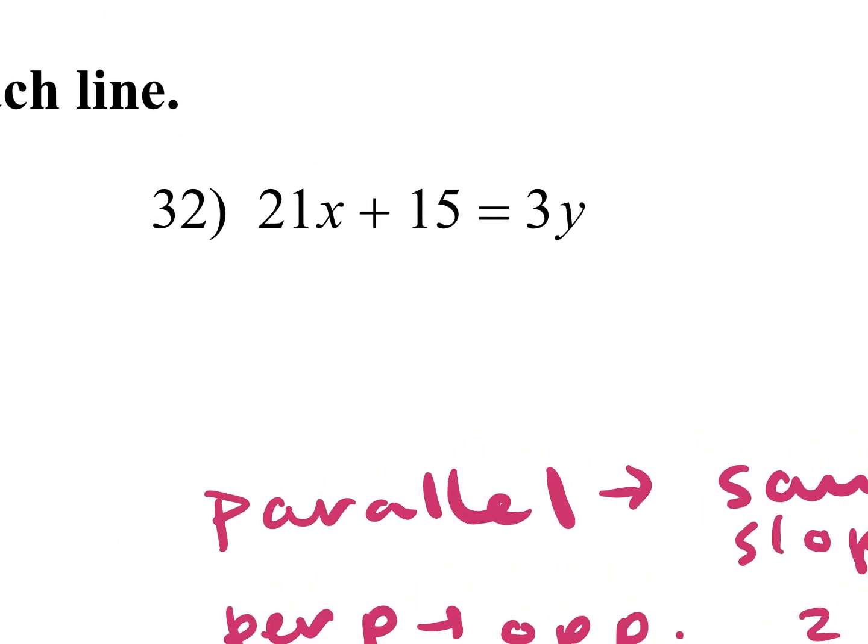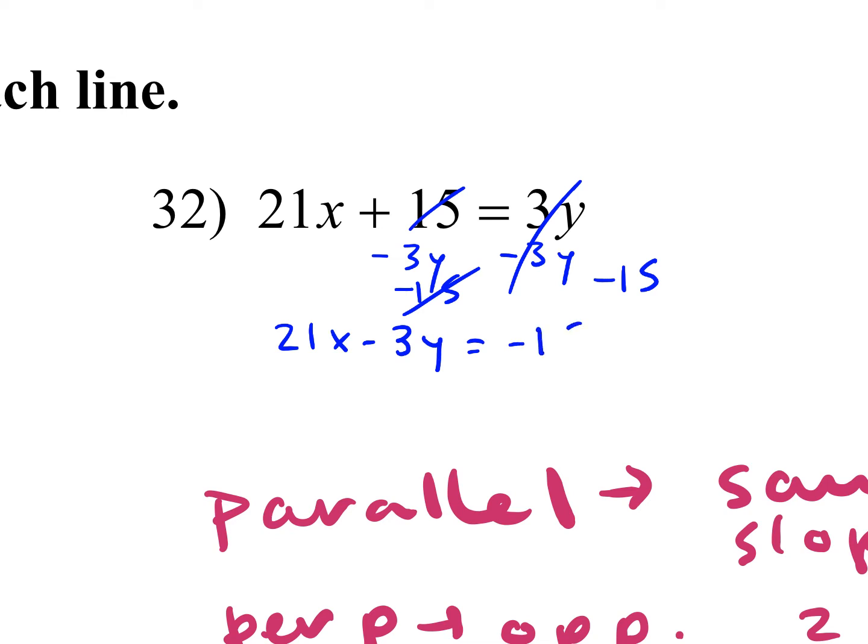So I need this to be x, then y, then equals the number. So I'm going to subtract 3y on both sides and subtract 15. So 15 cancels, the y's cancel. So I have 21x minus 3y is equal to -15.